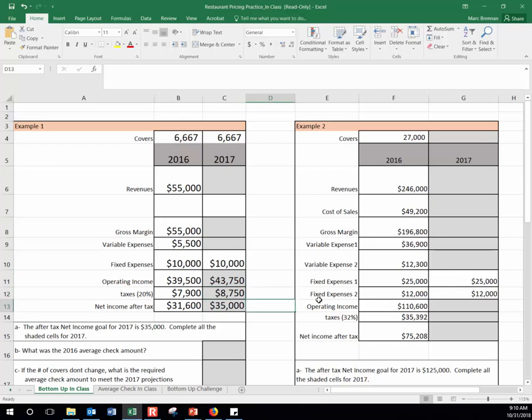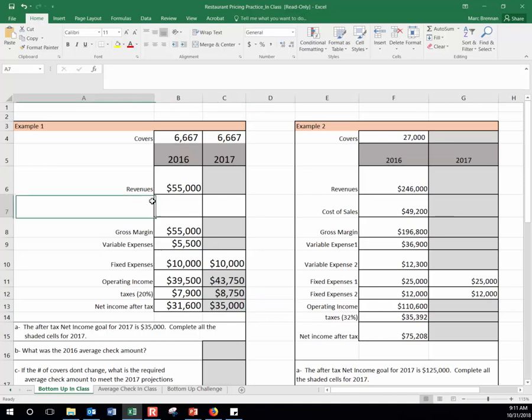And now to confirm again that we've done everything properly, we can go our income before tax minus our taxes. And if we've done this properly, minus our 8,750, and we go $43,750 minus $8,750, we should have the same net income after tax. So that's a great start.